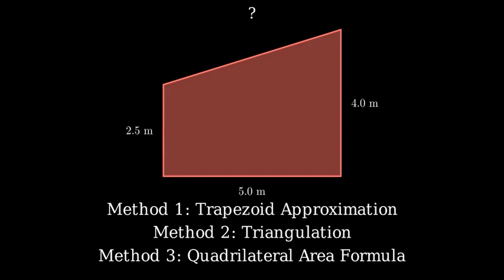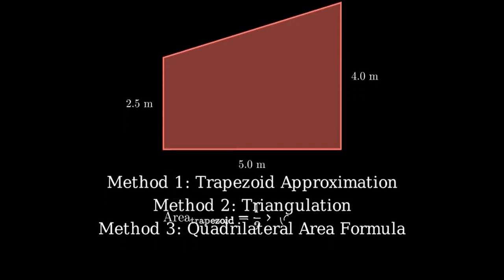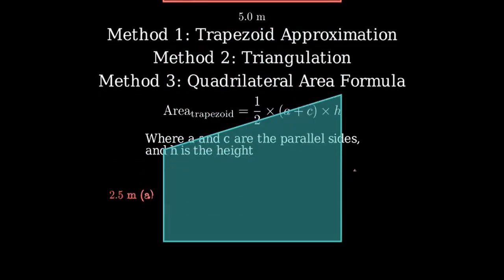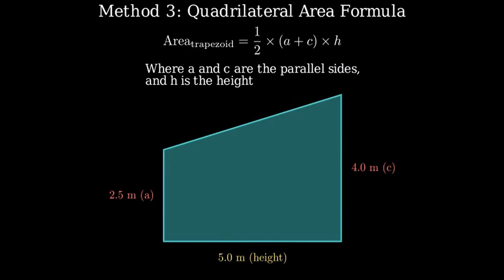For the trapezoid approximation, we need to identify the parallel sides. In a trapezoid, the area equals 1/2 times the sum of the parallel sides, multiplied by the height, or the distance between the parallel sides. In our case, we'll consider the left and right sides as the parallel sides, even though they're not exactly parallel in an irregular quadrilateral, and the bottom side as the height. So the parallel sides are 2.5 meters and 4.0 meters, and their sum is 6.5 meters. The height is 5.0 meters.